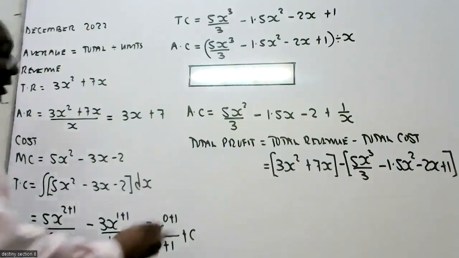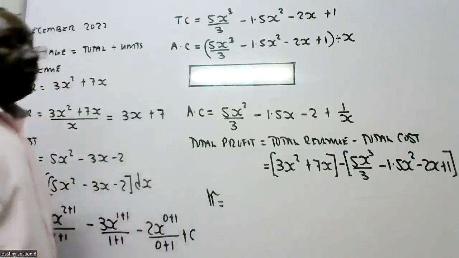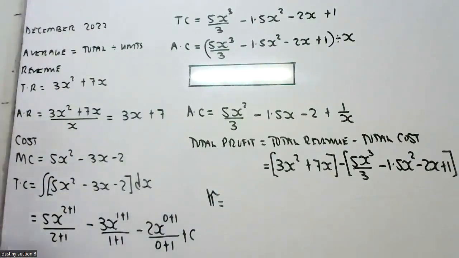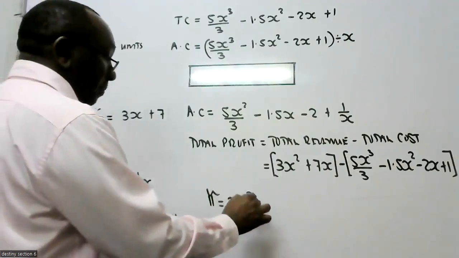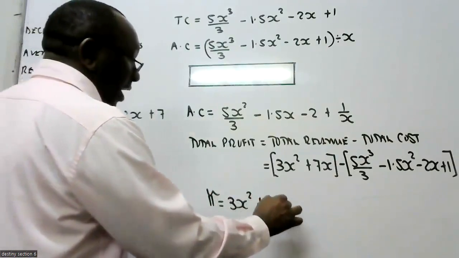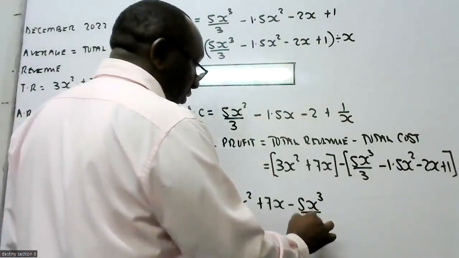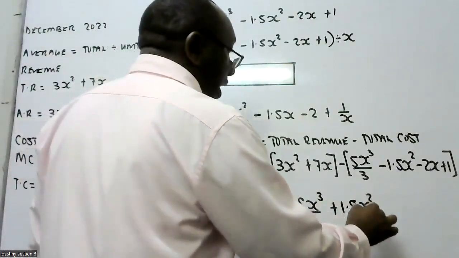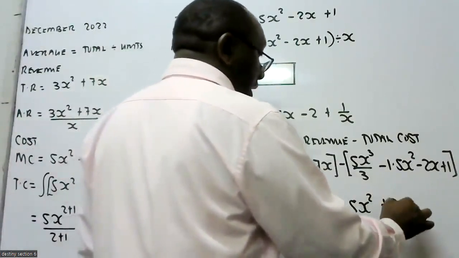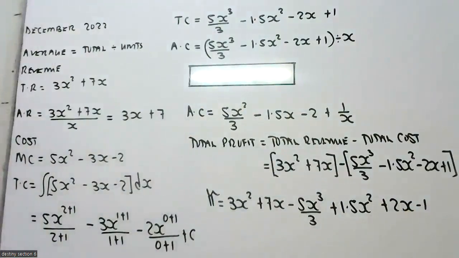So that's how we base our pi, which is the profit. Pi, which is the profit, will open as 3x squared plus 7x minus 5x cubed out of 3, plus 1.5x squared plus 2x minus 1.